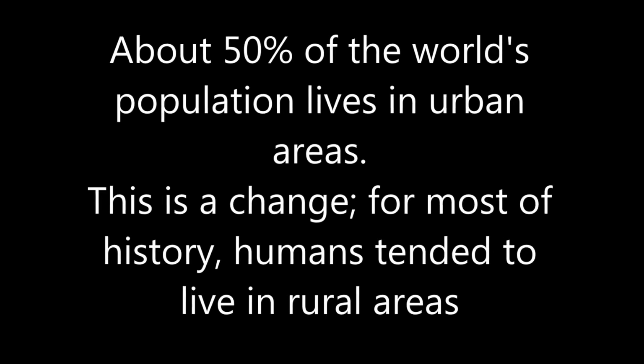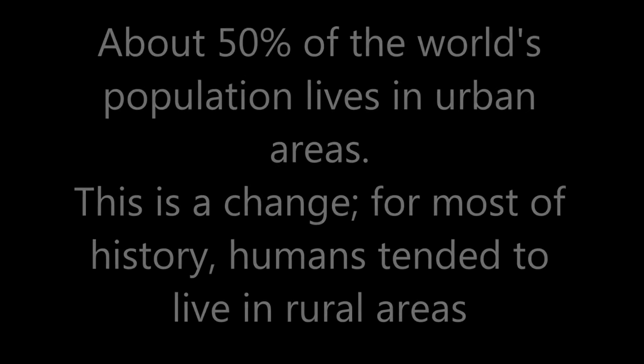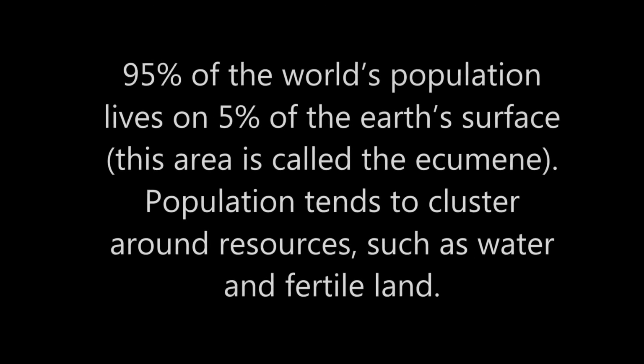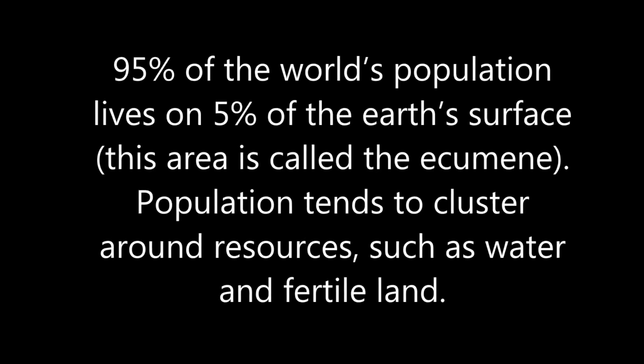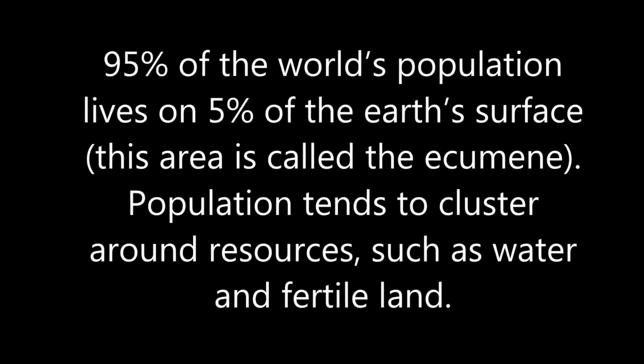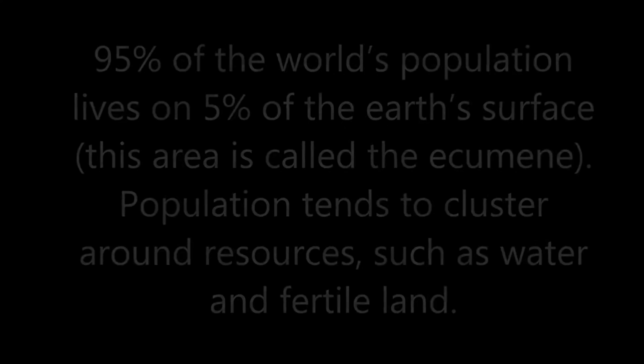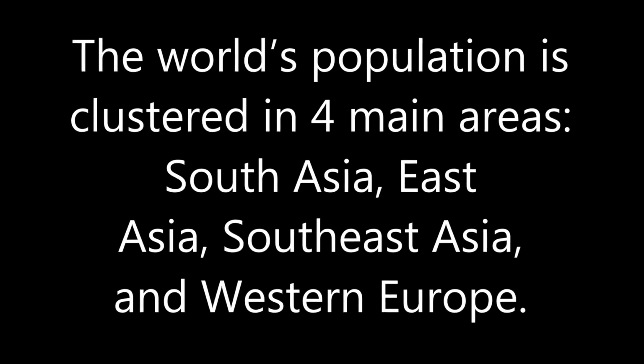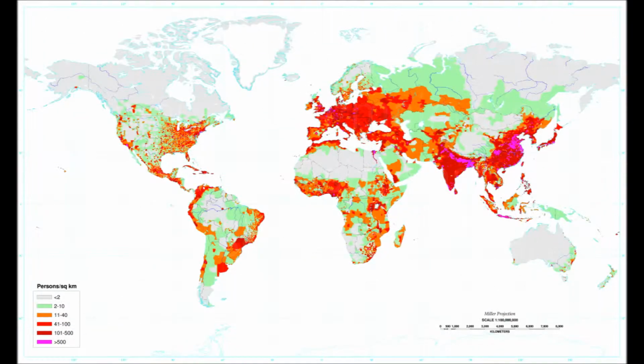About 50% of the world's population lives in urban areas. This is a change. For most of history, humans tended to live in rural areas. 95% of the world's population lives on 5% of the Earth's surface. This is called the ecumene. Population tends to cluster around resources such as water and fertile land. The world's population is clustered in 4 main areas: South Asia, East Asia, Southeast Asia, and Western Europe.